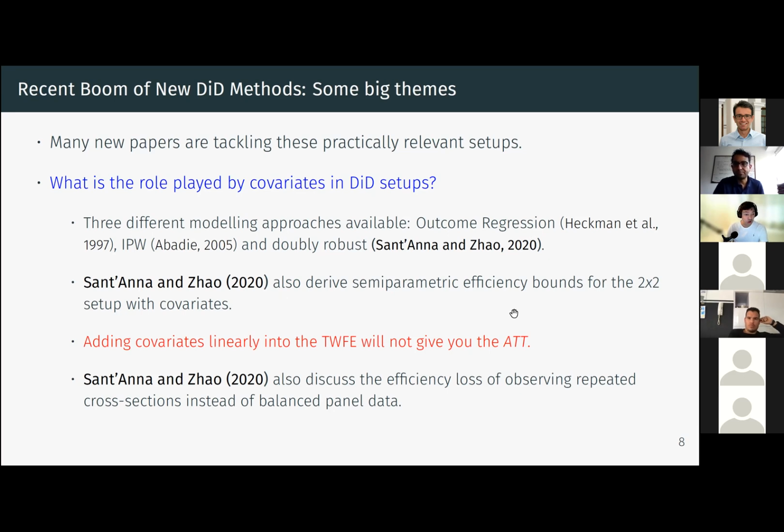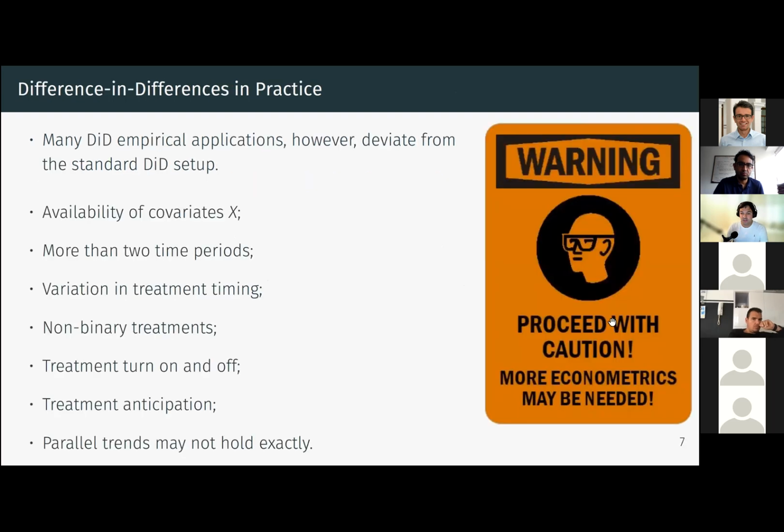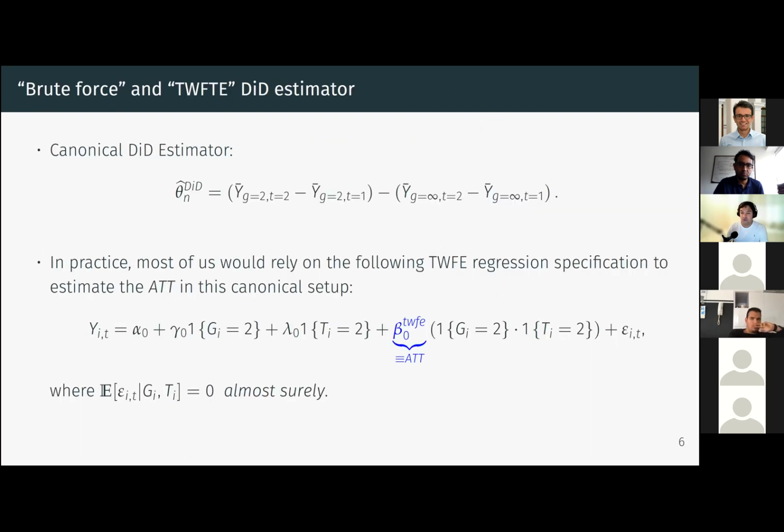This problem is going to go away as long as your model for the outcome evolution is good to go. The big problem is adding covariates linearly here without the interactions. Make sense?